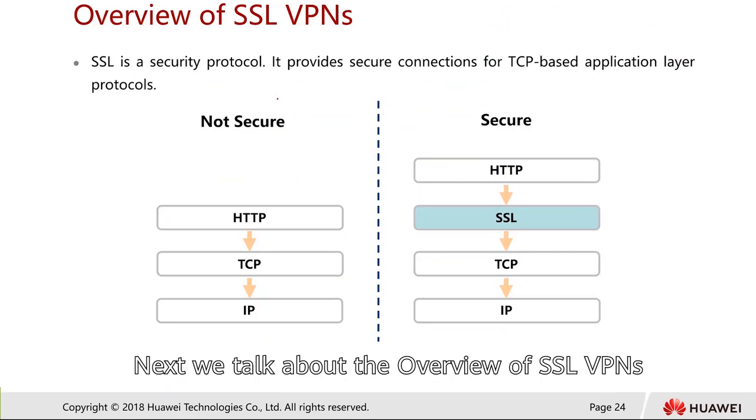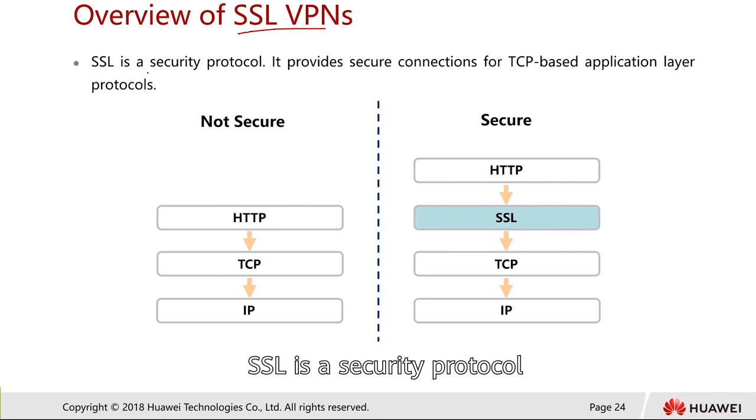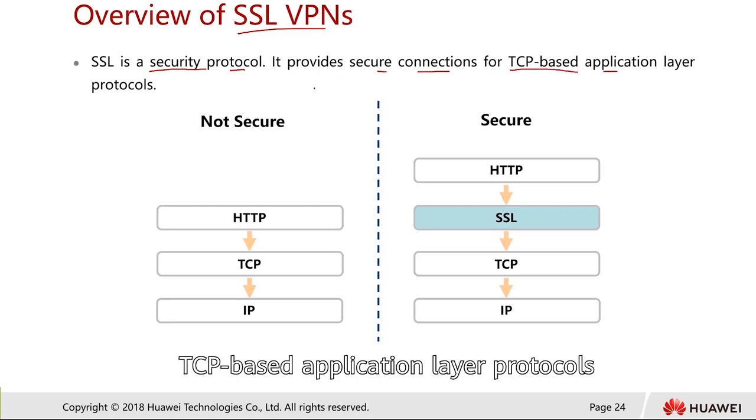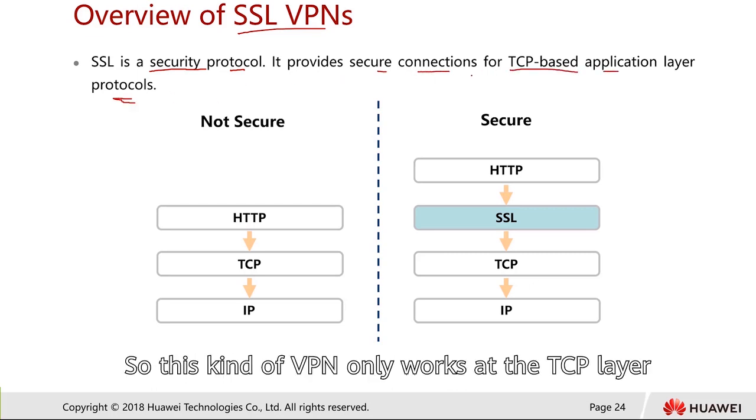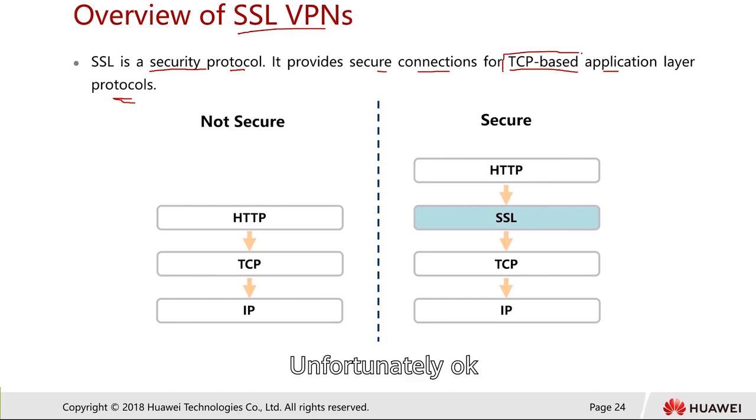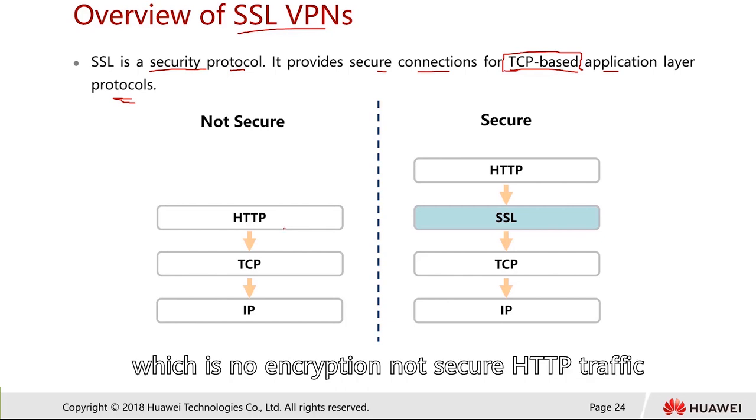Right, so next we talk about the overview of the SSL VPN. SSL is a security protocol. It provides secure connection for TCP-based application layer protocols. So this kind of VPN only works at the TCP layer, unfortunately. So there's always a good and a bad. Especially our web server. So this is a normal web server which has no encryption, not secure.